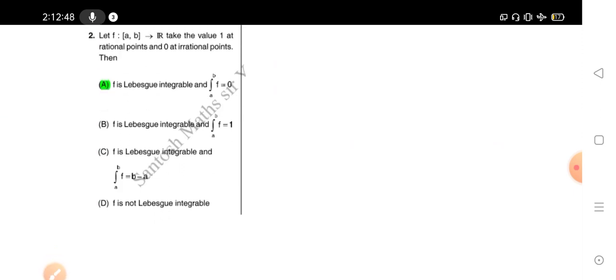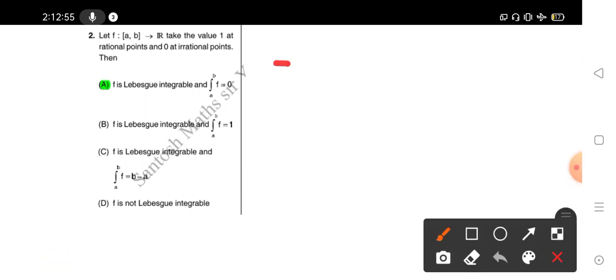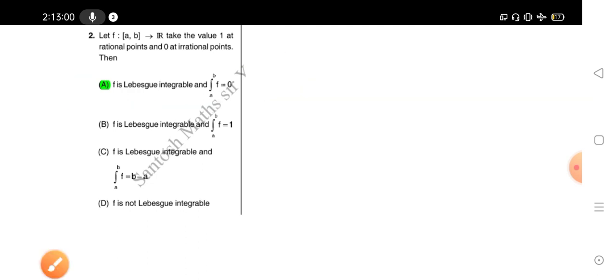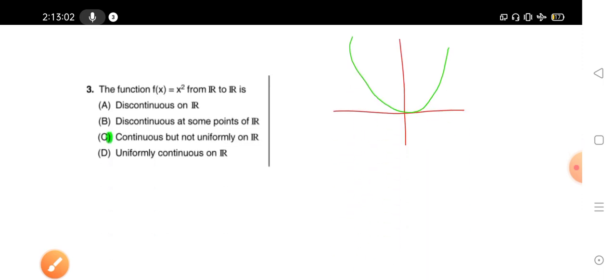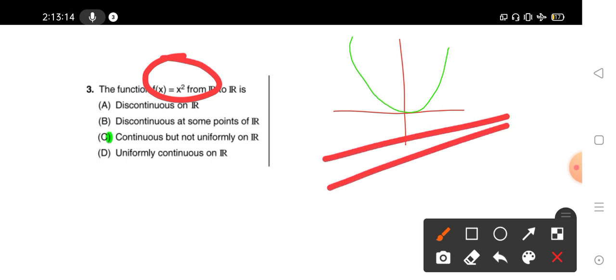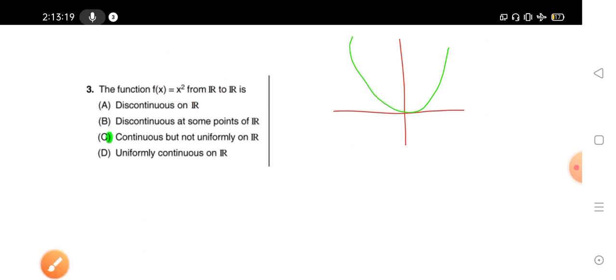Next question. Let f from the closed interval [a,b] to R take the value 1 at rational points and 0 at irrational points. Then f is Lebesgue integrable and the integral from a to b of f equal to 0. Option A is correct. The function f of x equal to x square from R to R. This is the graph of x square, and this is continuous but not uniformly continuous on R. So option C is correct.